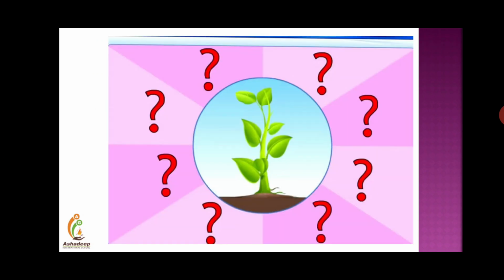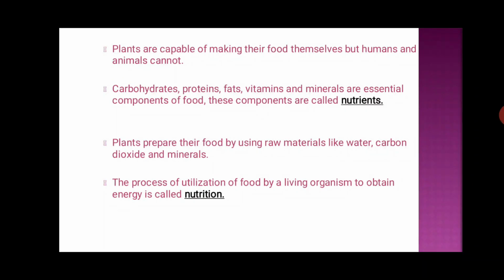So, what do you mean by nutrient? There are many components present in food like carbohydrate, fat, protein, vitamins and minerals. These components are called nutrients. But in this chapter we learn about nutrition in plants. What do you mean by nutrition? The process of utilization of food by living organisms to obtain energy is called nutrition.